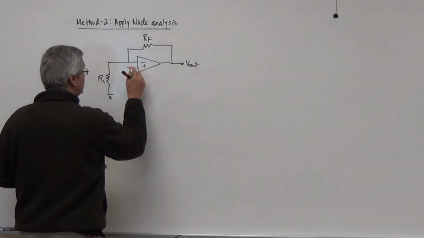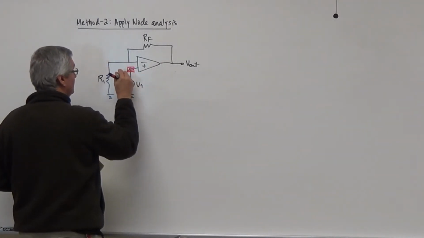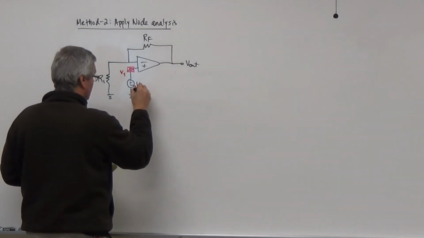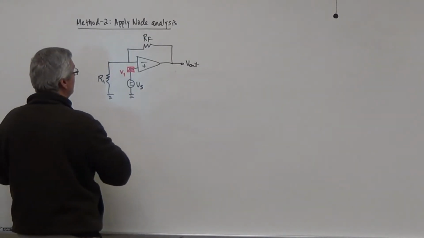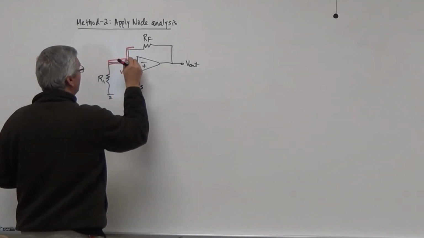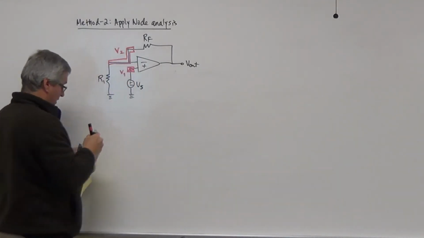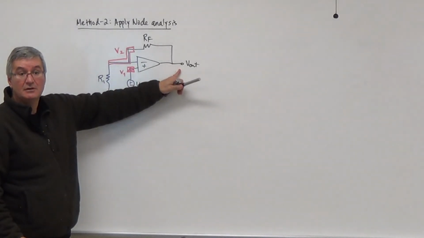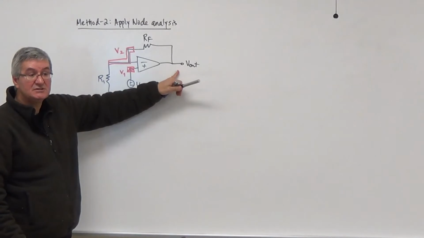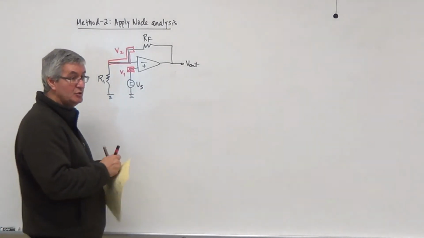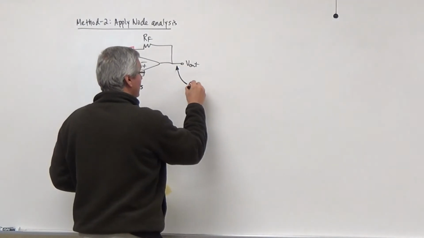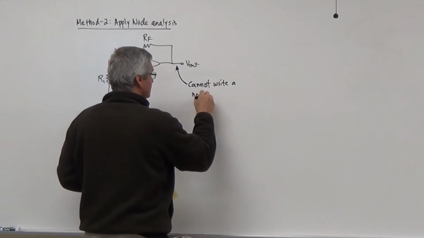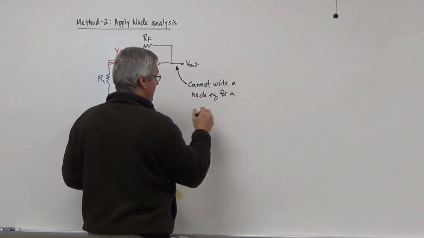This node I already know because that node is at V1. Maybe I should call this VS to separate it. And then my other node is this node right here. Now the question is, can I write this as a node equation? And the answer is no, because this represents the voltage source. Like I said before, you cannot write a node equation for a voltage source.